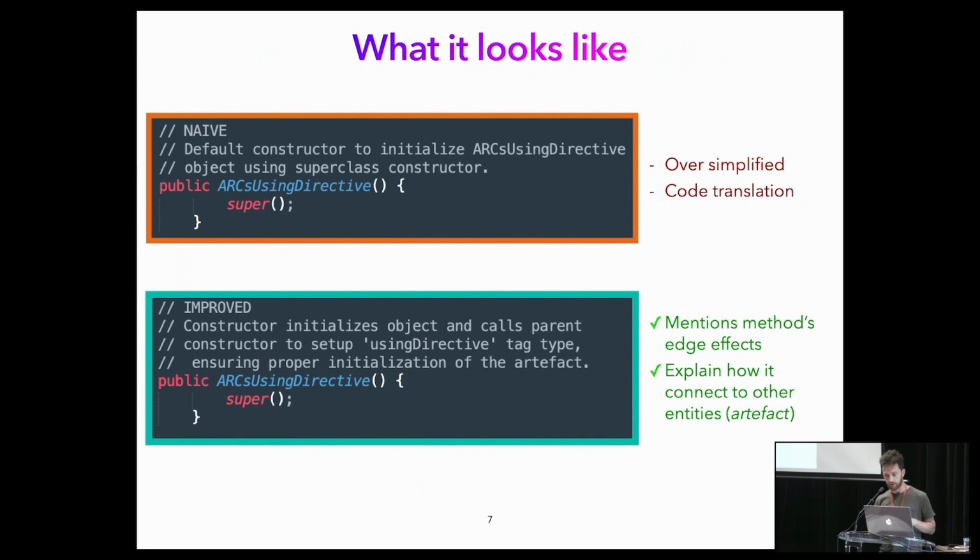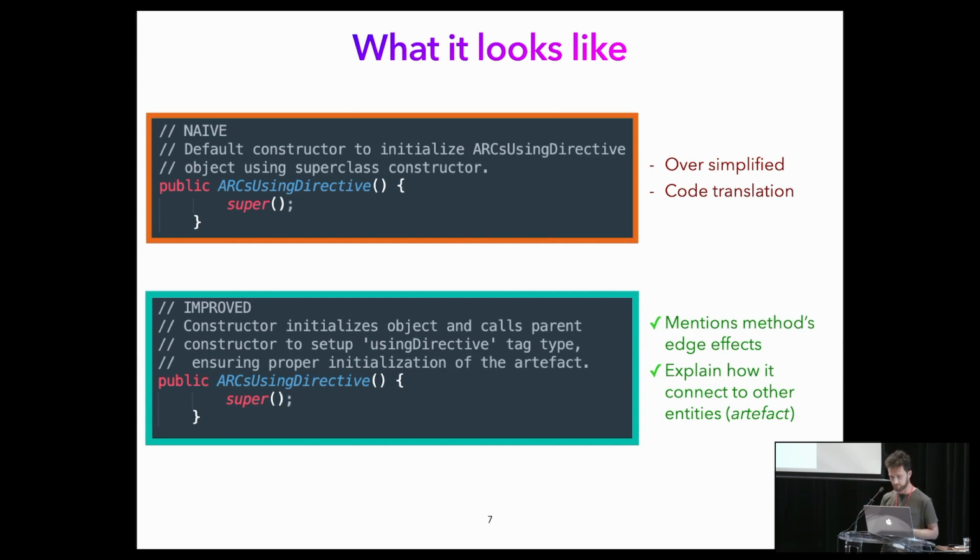In this really tiny example, we can see that our improved method actually grabbed a little bit more of the context, and so it mentioned the edge effect of this particular constructor. In this particular project, it grabs the domain related to software product lines. It uses the artifact, which is an attribute of the class. So we have a mention of edge effect, and it explains the relation of this constructor to the other entity.